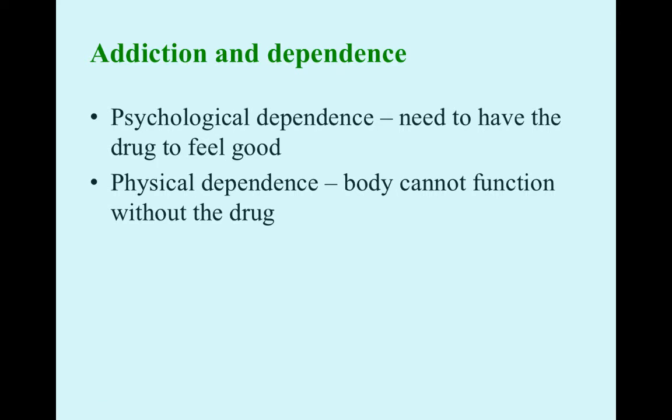Okay. This dependence is closely related to tolerance, and it's the need to take more and more of the drug to produce the same effect. That's why if addicts are recovering and they slip, they sometimes tend to go back to the last level of drug that they took. But because they've been off the drug, they don't have the same tolerance for that drug. And a lot of times that's where you see overdoses.